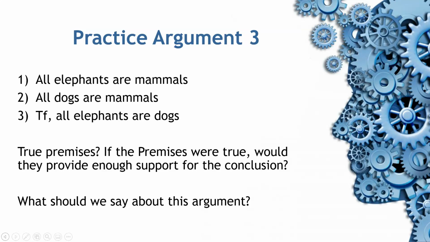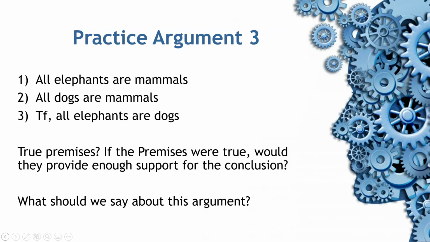Then we have to ask the follow-up question. If the premises are true, would they provide enough support for the conclusion? So if it were true that all elephants are mammals, and if it were true that all dogs are mammals, would it follow? Would it be more likely than not that all elephants are dogs? Certainly not. So it's the fact that one group of things falls in another group of things.